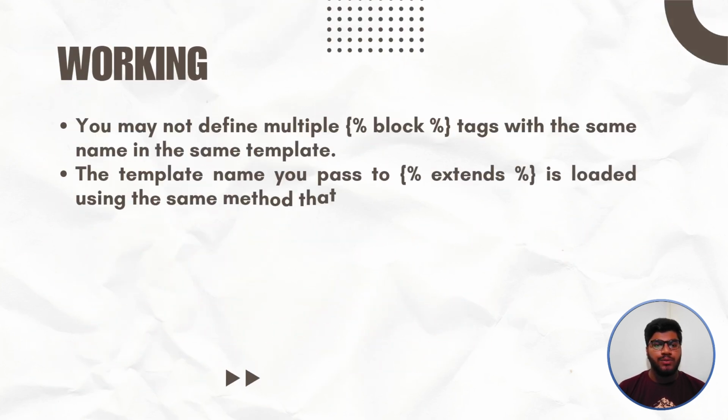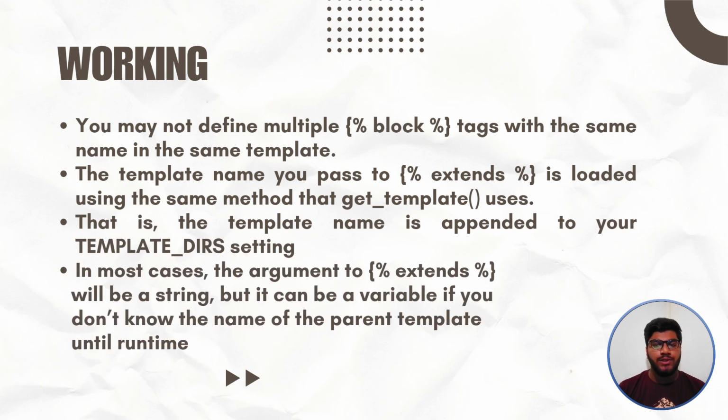Also, you may not define multiple block tags with the same name in the same template. The template name you pass to the extends tag is loaded using the same method that get_template uses. That is, the template name is appended to your template directory settings. In most cases, the argument to the extends tag will be a string, but it can be a variable if you don't know the name of the parent template until runtime. This is about the working of template inheritance.